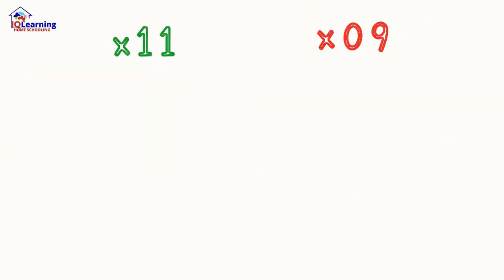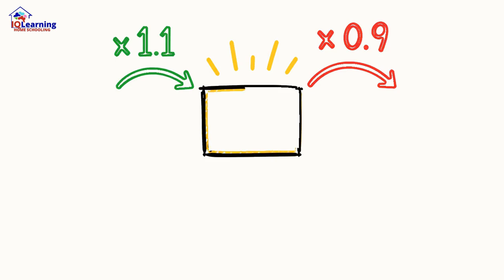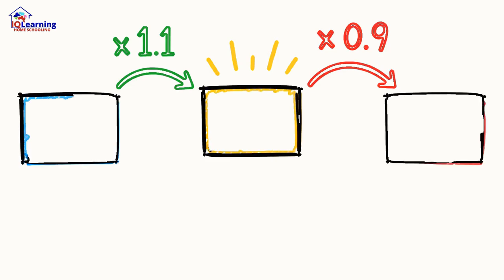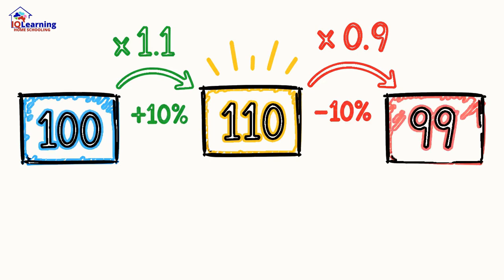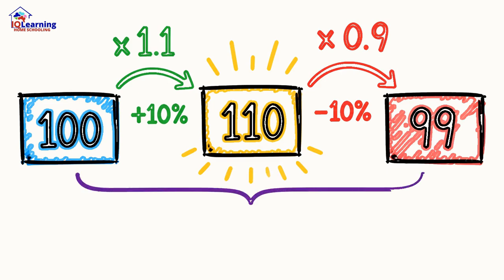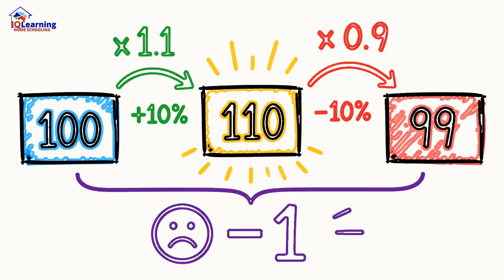Consider this. A price goes up 10%, then the new price drops 10%. You're not back where you started. You've actually lost 1% because you apply the multipliers sequentially, first times 1.1, then times 0.9.